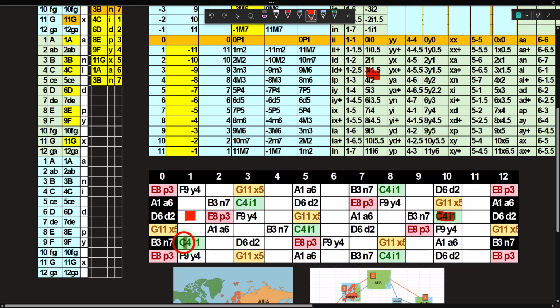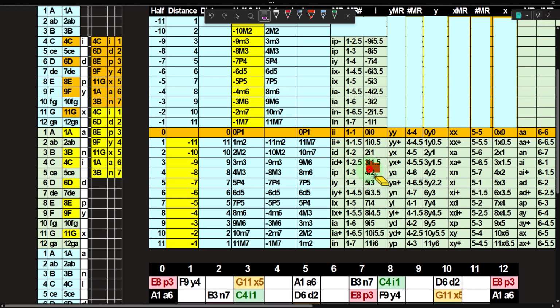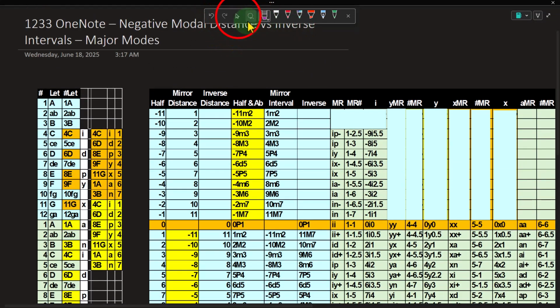So in other words, if I was here, I can go 3 forward, 1, 2, 3, lands me in the Dorian Ocean, which is 1.5 modal half steps forward. All right, in the Dorian Ocean. Okay, so let's go up to the last one.